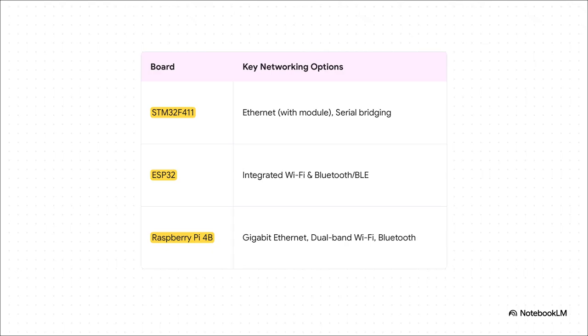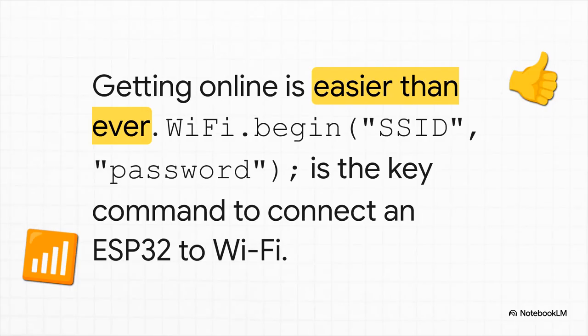And then you've got the Raspberry Pi, which is basically a full-blown miniature computer, giving you powerful, high-speed networking just like your laptop. And hey, don't let the sight of code intimidate you. This is not a coding tutorial, I promise. I just want to show you how easy this has become. With a modern board like the ESP32, this is literally all it takes to connect to a Wi-Fi network. 3 lines of code. It has never been more accessible to get your ideas online.